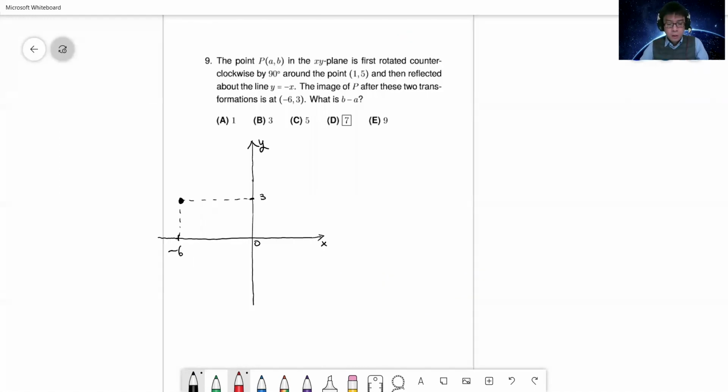Question 9, on the coordinate plane, we have point P(A, B). It's first rotated counterclockwise by 90 degrees around the point (1, 5), so we get a new point. And then reflect this point about the line y equals negative x. The image of P after these two steps of transformation is (negative 6, 3). What is B minus A? So let's go in reverse. So we turn back. First, we reflect (negative 6, 3) about the line y equals negative x.